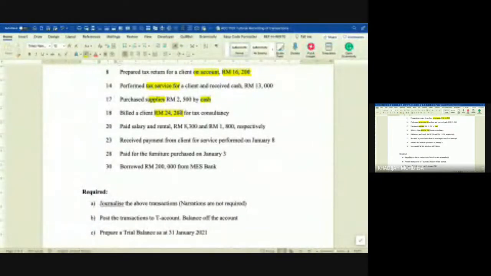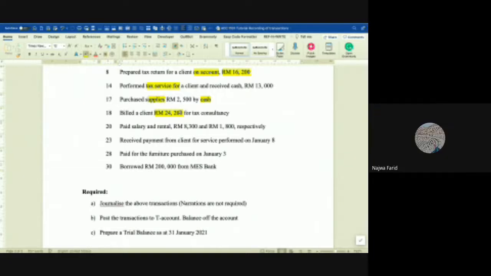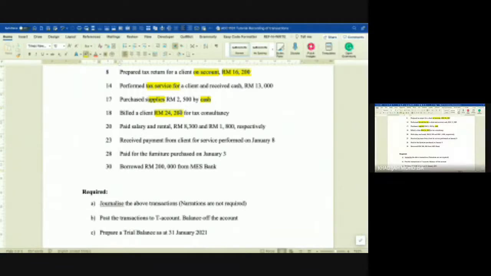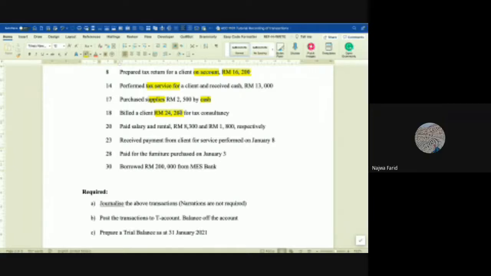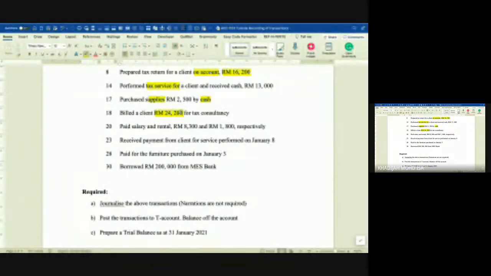So what do you mean by bill a client? What are the accounts involved? Journal entries? What do you mean by bill a client? Accounts receivable. Yes, you have performed services and now you bill your client. So you're going to open accounts receivable. The other one? Sales revenue. Sales revenue, yeah? Or you can call it the revenue account only.